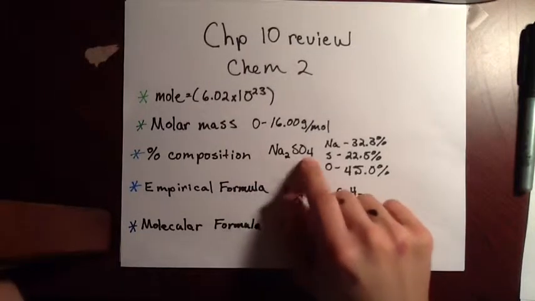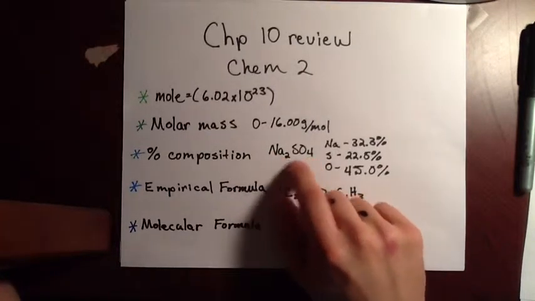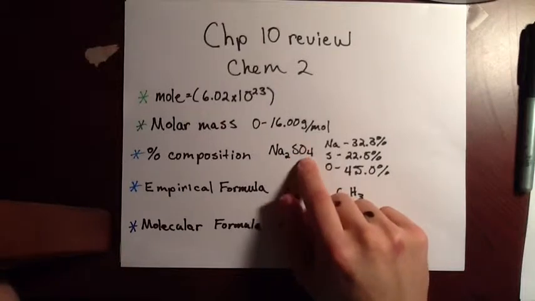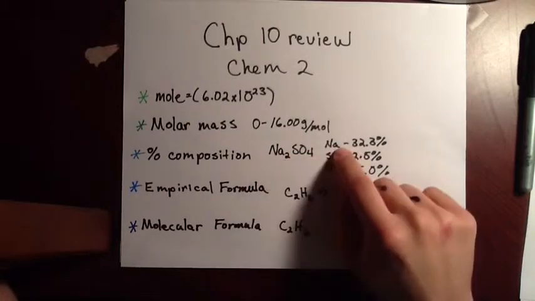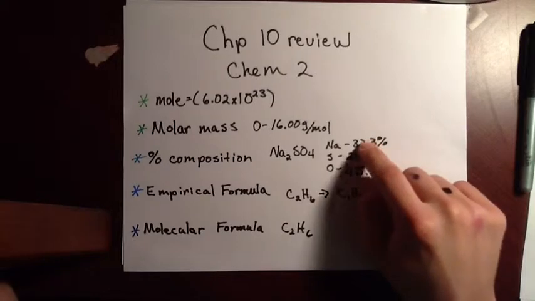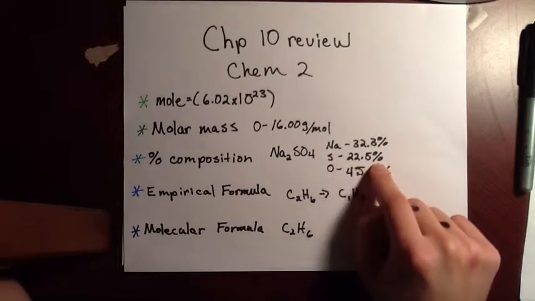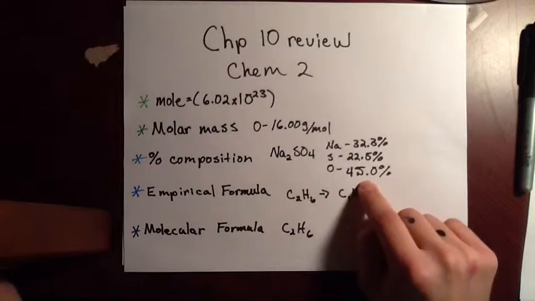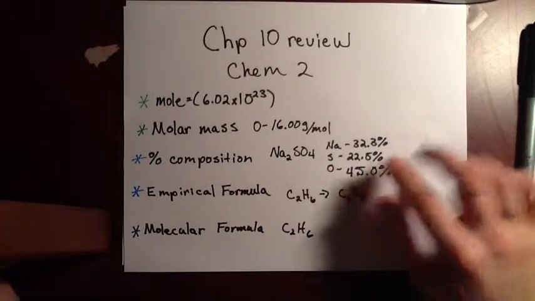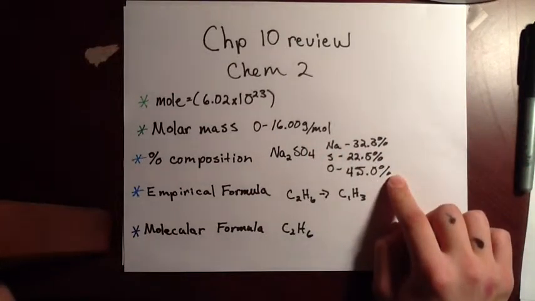So that's like sodium sulfate. We have 2 sodium, 1 sulfur, 4 oxygen, and we will break that down into its percentages. So sodium would be 32.3%, sulfur 22.5%, oxygen 45%, and we're going to show how we can get that. That will be a review.